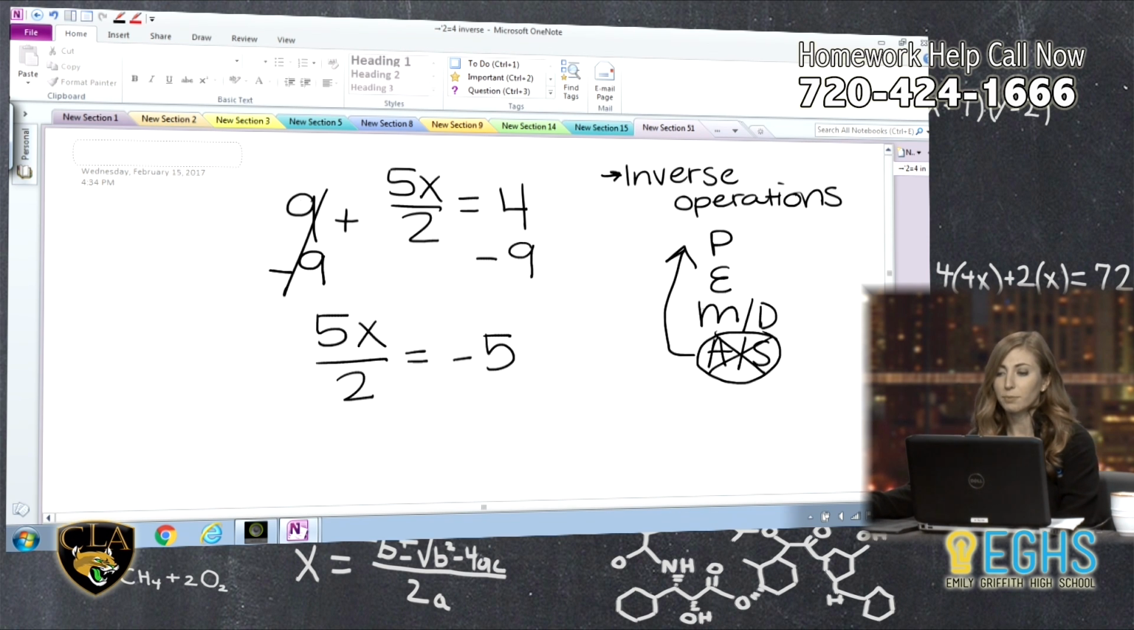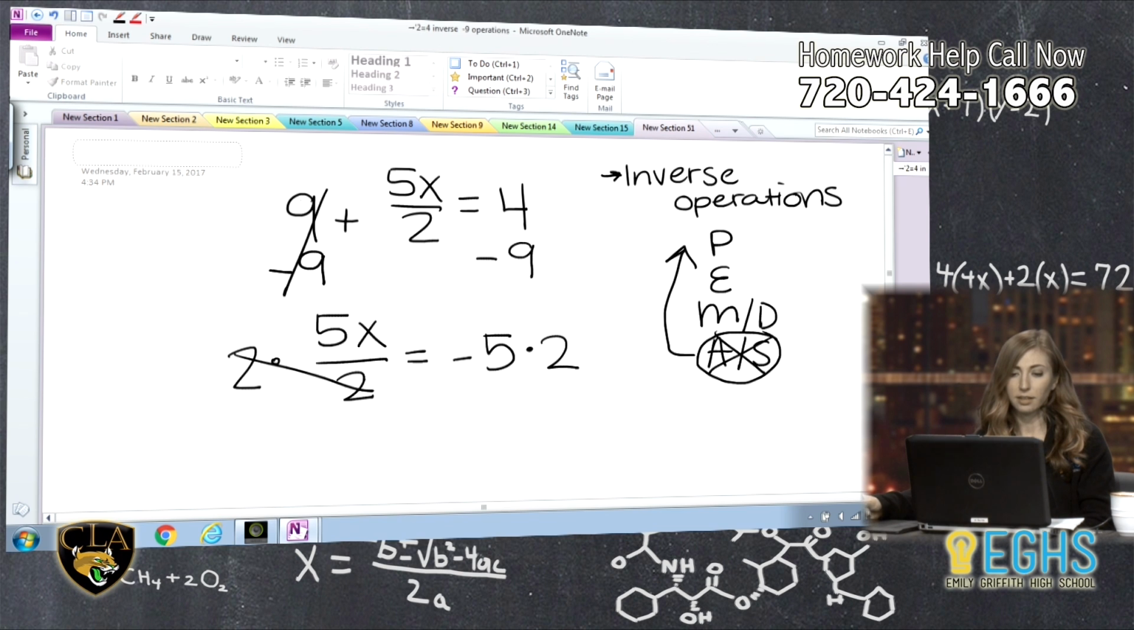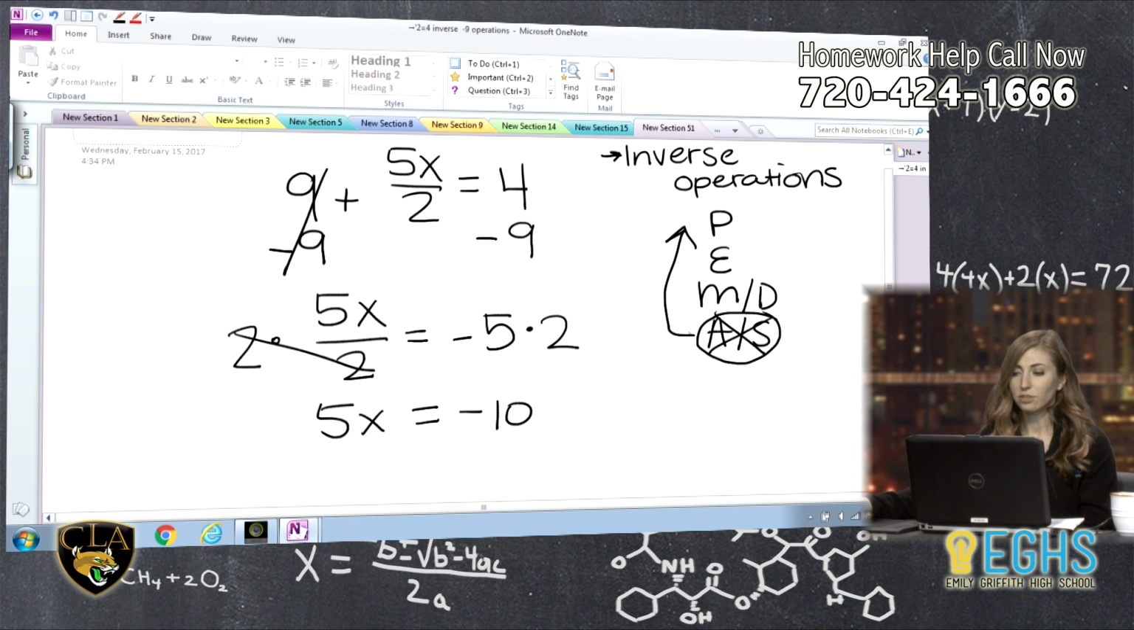Now we're going to undo any multiplication or division. You might notice we actually have both of those here, so it really doesn't matter which one you do first. I'm going to go with the division. I'm going to undo this dividing by 2 by multiplying both sides of my equation by 2. That undoes the division by 2, and we end up with 5x on the left and -10 on the right side of my equation. Just finishing this step off, I'm going to undo this multiplication by dividing.